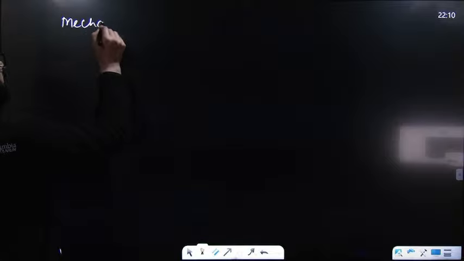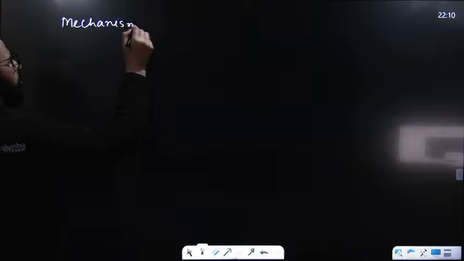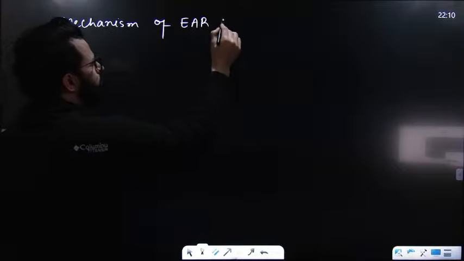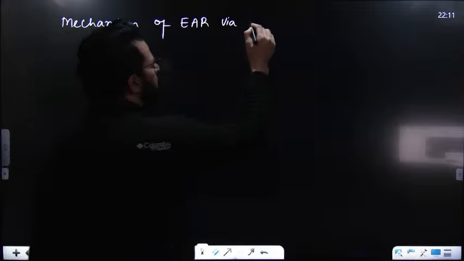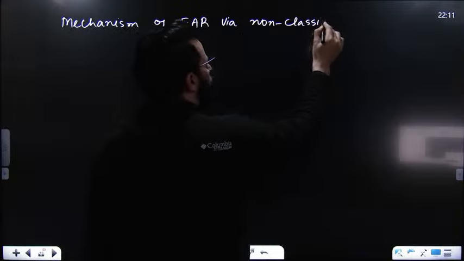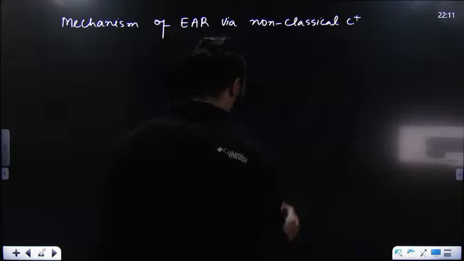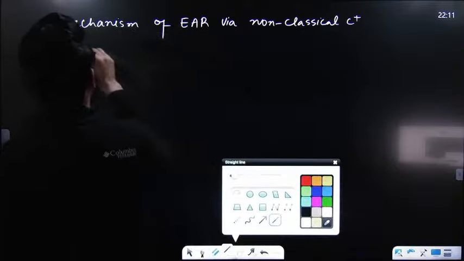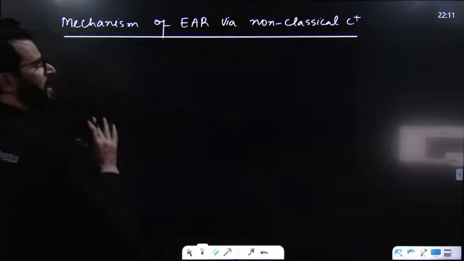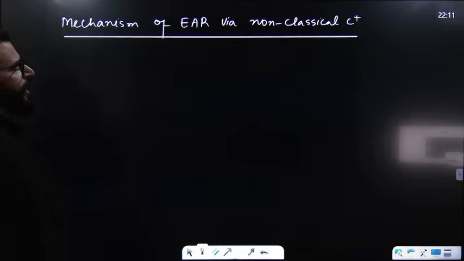Now we are having electrophilic addition where non-classical carbocation is involved. That means the mechanism of electrophilic addition reaction where non-classical carbocation forms. Now have a look. This is a very, very important reaction. I will show you the general mechanism so that you can understand each and every non-classical carbocation mechanism reaction.